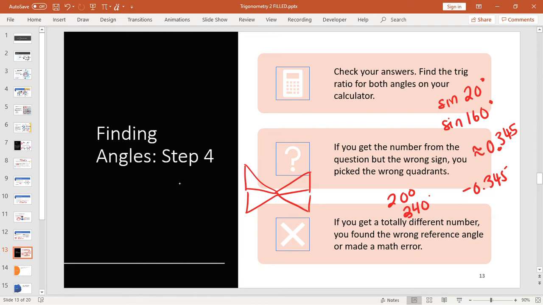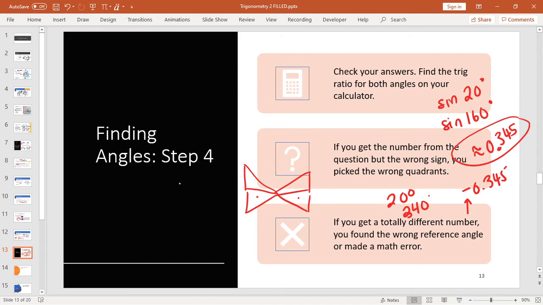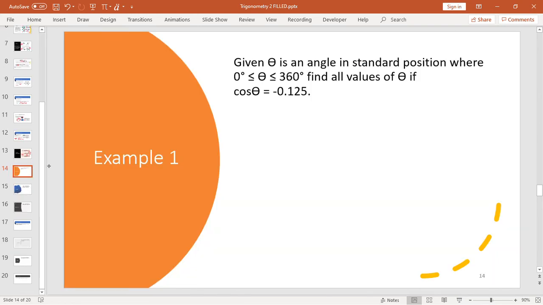So those ratios have to be the same. The only thing you change for 3 or 4 is that you made the y negative, and that made your sine ratio negative. The other possibility is you get a totally different number than this when you punch it in. That means you either picked the wrong reference angle or you made a math error somewhere along the lines. We're going to look at a few examples, and we're going to go through those steps every way.